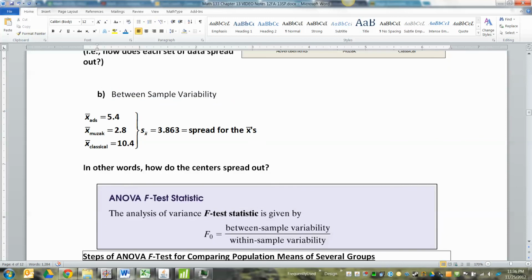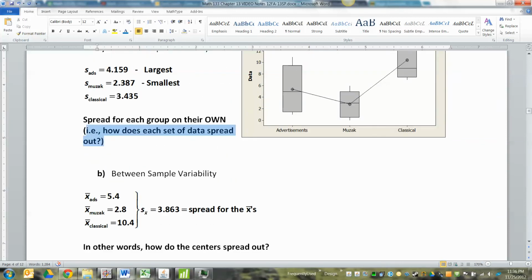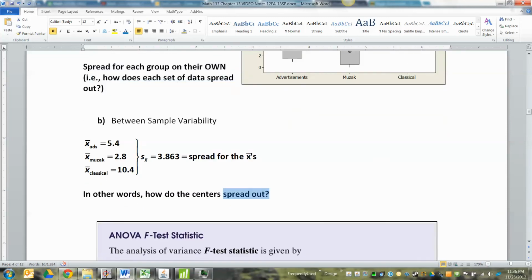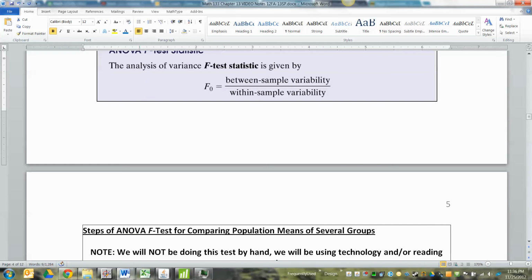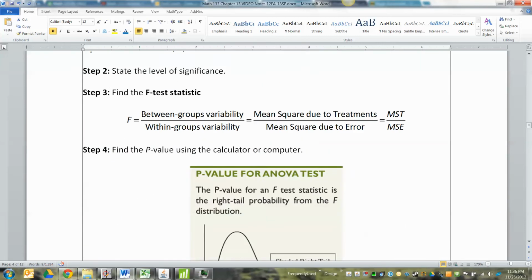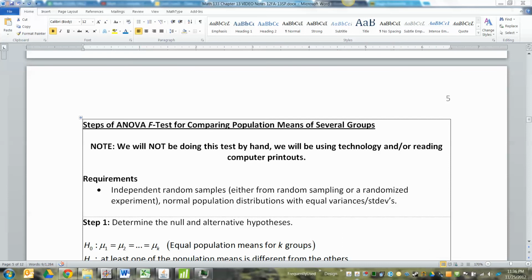All right. And I just wrote it. In other words, how do the centers spread out? So this is how does each of the groups spread out. This is how each of the centers spread out. We take those two values and we're going to create a new statistic called the F-test statistic from them. You take your between sample variability divided by your within sample variability, and we're going to use it to conduct a test. But we're going to have to do it in the next video because we're out of time on this one.